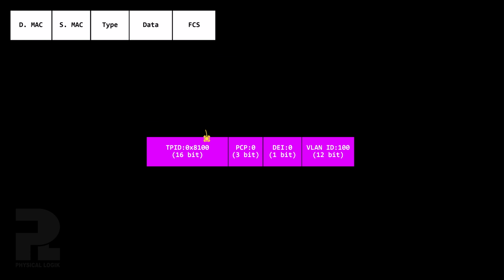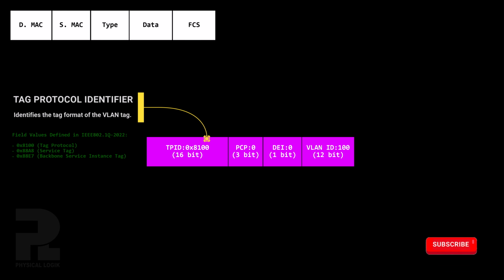The first section is the tag protocol identifier, a 2-byte field which identifies the presence of a VLAN tag within the frame. The value it holds contains information about the tag format, which is most commonly a hexadecimal value of 8100. Other values which are outside the scope of this course are 88, A8 and 88E7.